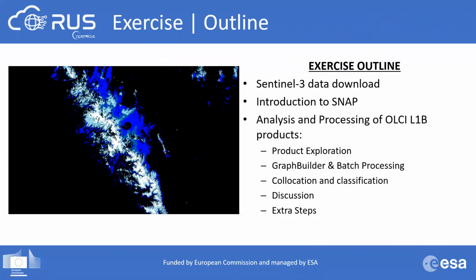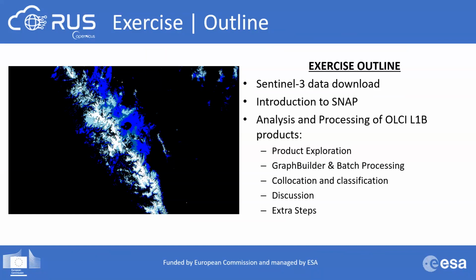Now we're going to move on to the practical part of this webinar. First, I'm going to show you how to download Sentinel-3 data from the SciHub. It will be followed by a short introduction to the SNAP software, and then we'll actually process and analyze OLCI Level 1B products. We'll start with exploring the products, then we'll build a processing graph, and I will show you how to process OLCI data simultaneously. We'll operate a collocation between the various products, and we'll end up doing a classification.